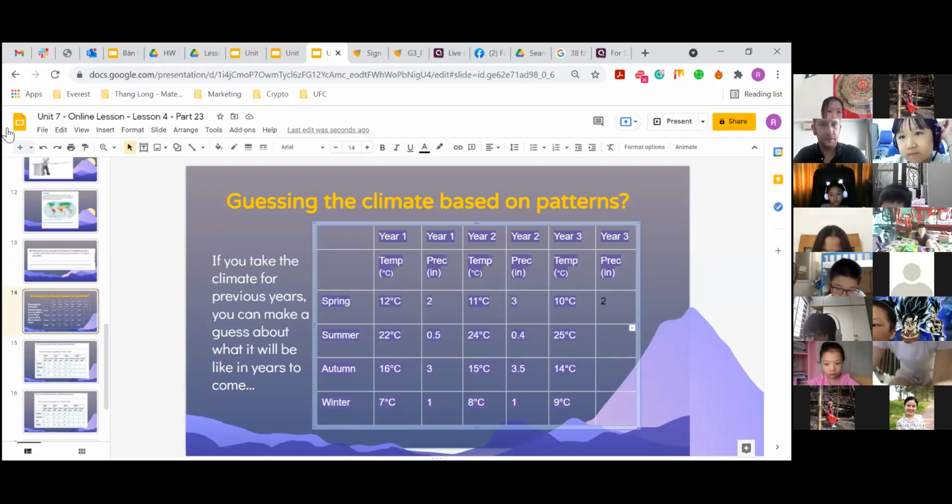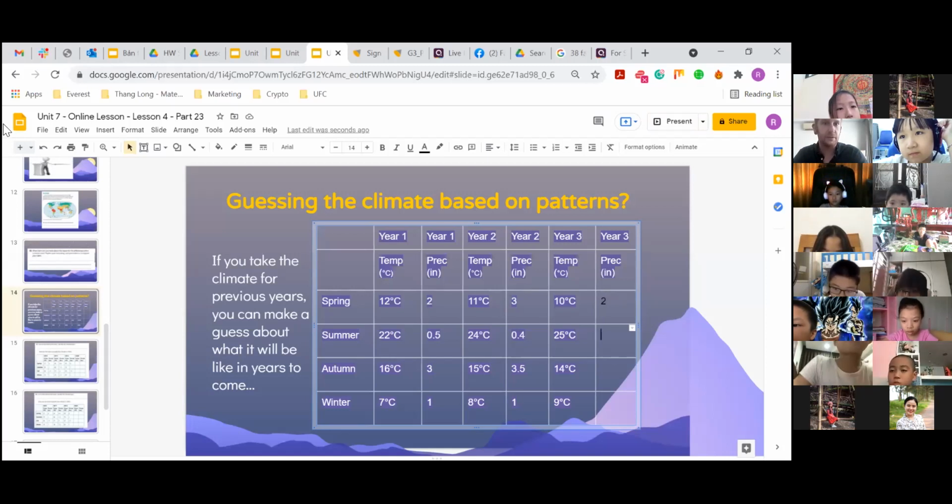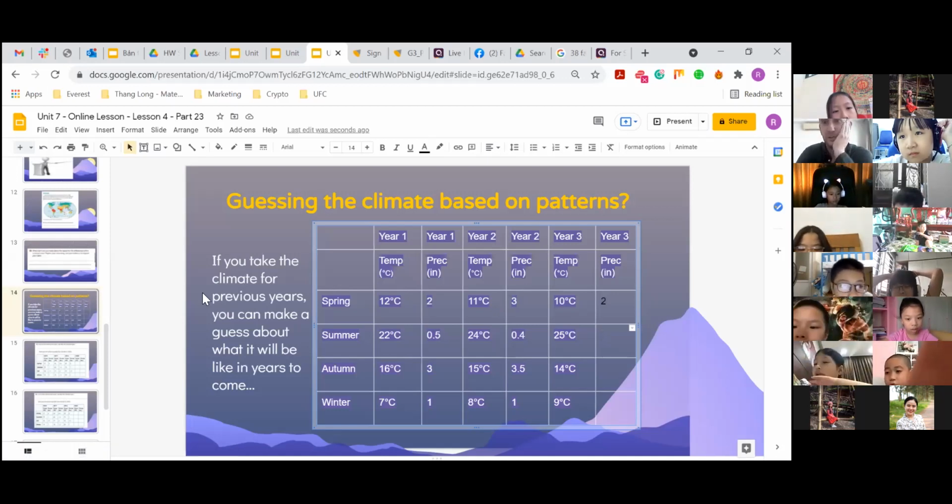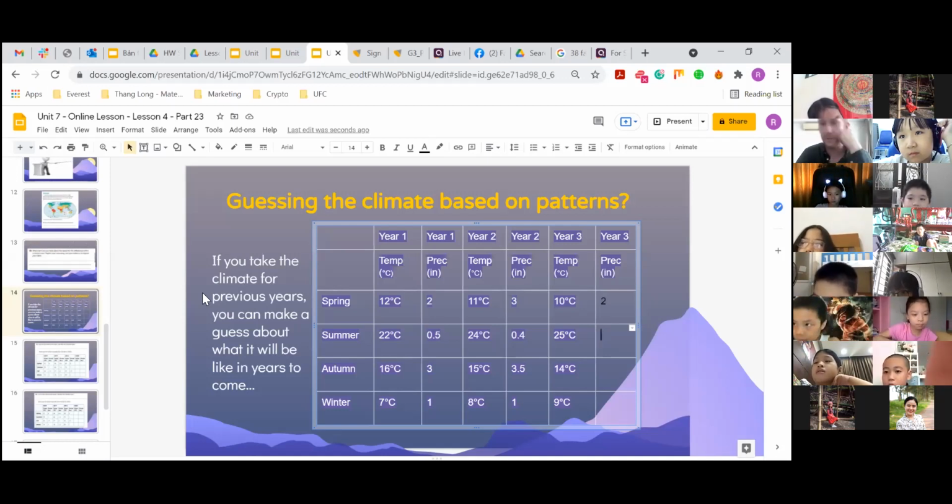Great. And summer. What do you think the average would be in summer? And what's the precipitation going to be in summer? I think it will be 0.3. Okay, 0.3. Sounds nice.